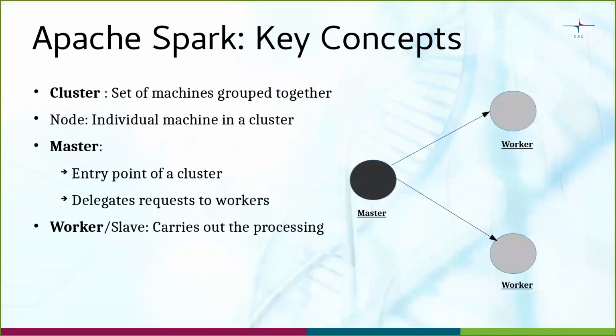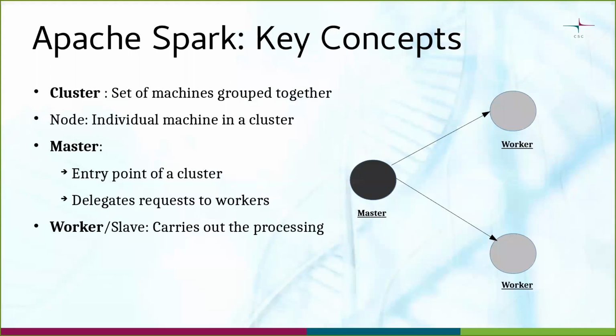So this is a cluster, and this is what it looks like. Every cluster would have a master and then several workers. There can be multiple masters as well, but in a very simplistic manner, you would have one master and then typically a few workers attached to it. A cluster is basically a set of machines grouped together, and a node is an individual machine in a cluster. So master and worker, they are both nodes in the cluster.